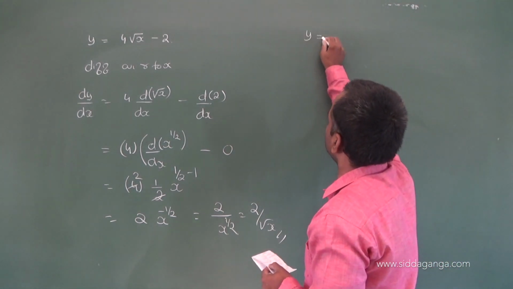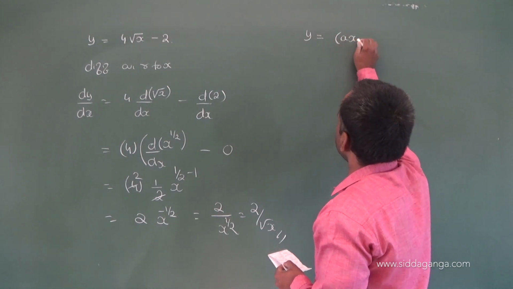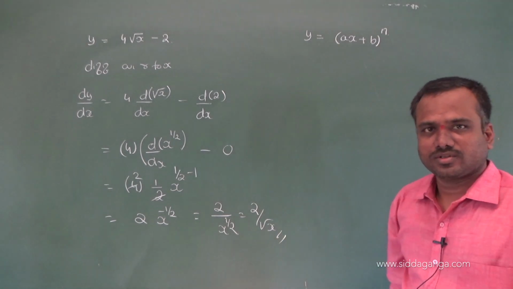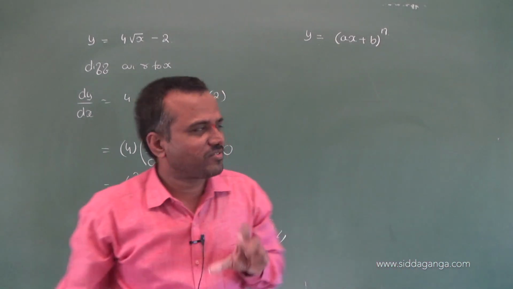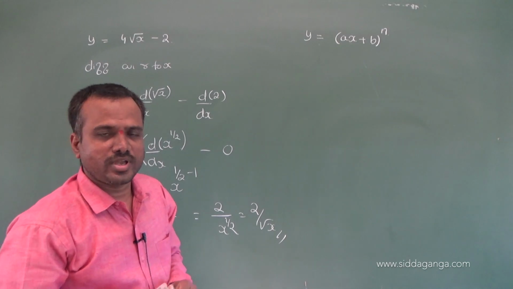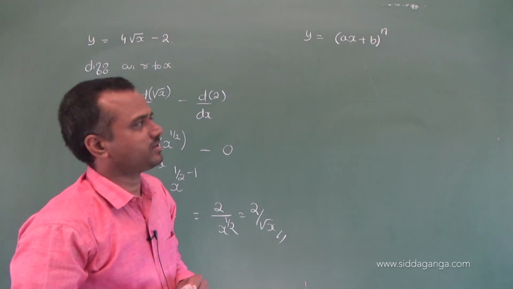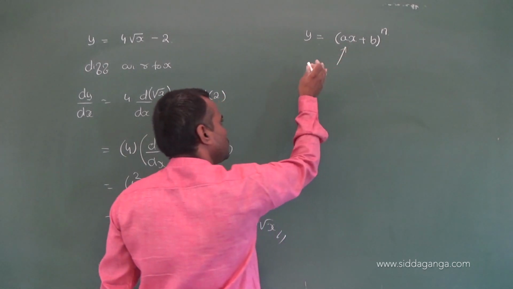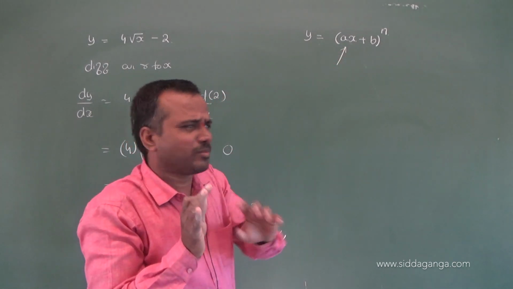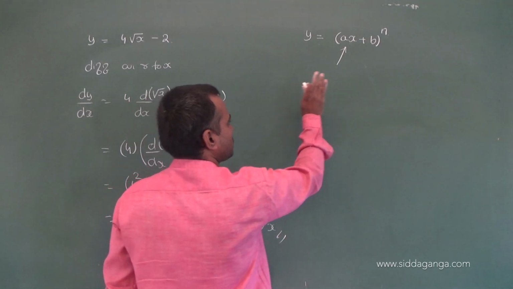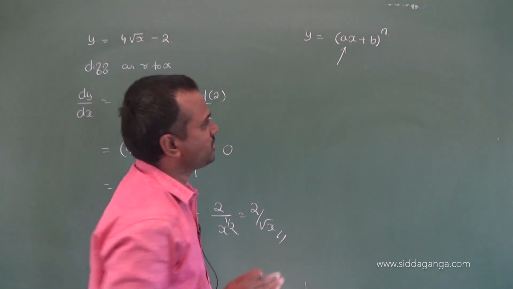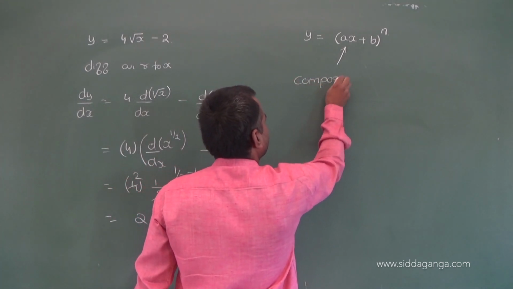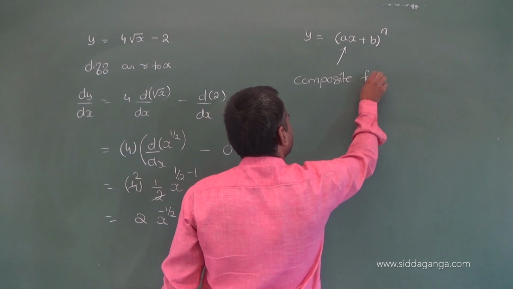Y is equal to ax plus b whole to the power n. So it is a very different problem. Ax plus b whole to the power n. You know very well about this function in the second PUC class, but here there is a problem. That's why I explained. This function we call a composite function.